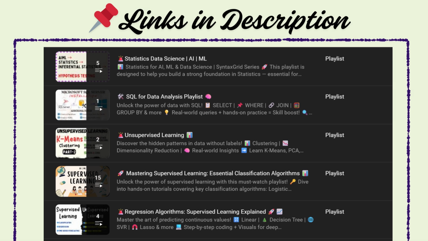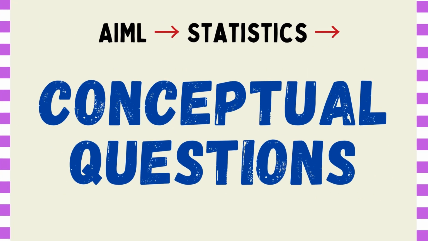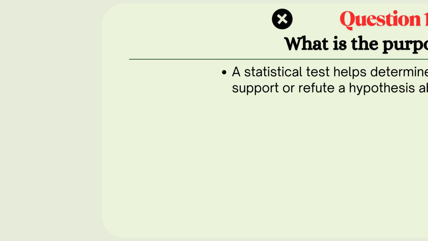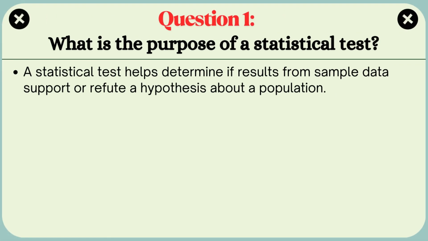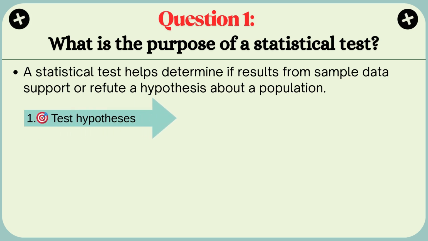In today's video, we're diving into conceptual questions on statistics. Question 1. What is the purpose of a statistical test? A statistical test helps you decide whether the results from sample data are strong enough to support or reject a hypothesis about a population. Test hypotheses: used to validate assumptions about population parameters.